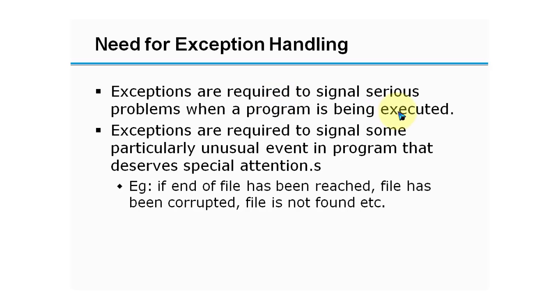Exceptions are required to signal serious problems when a program is being executed, and to signal some particular unusual event in the program that deserves special attention. For example, suppose you are working on file handling. At that time, if the end of file has been reached, or the file has been corrupted, or the file is not found, or not available at the respective location, it may be any type of error, right? And we have to focus on that type of error.